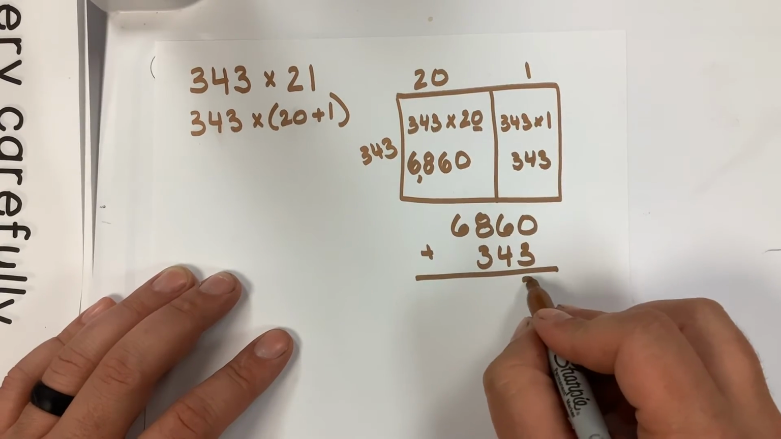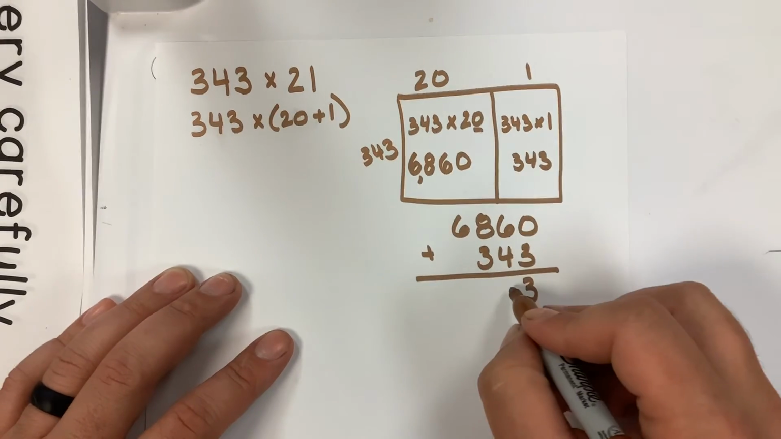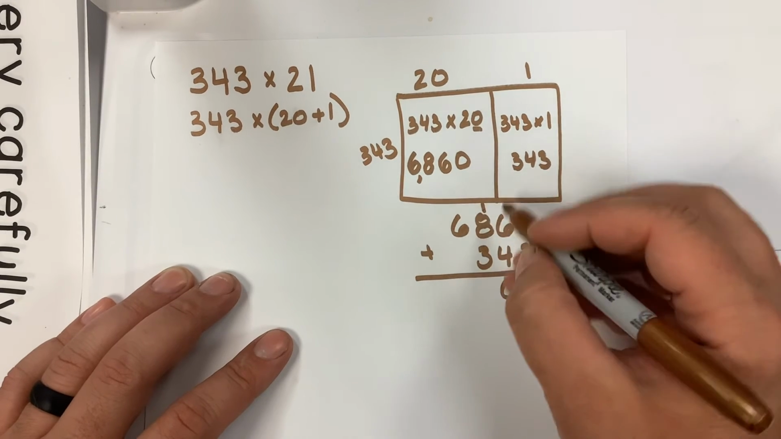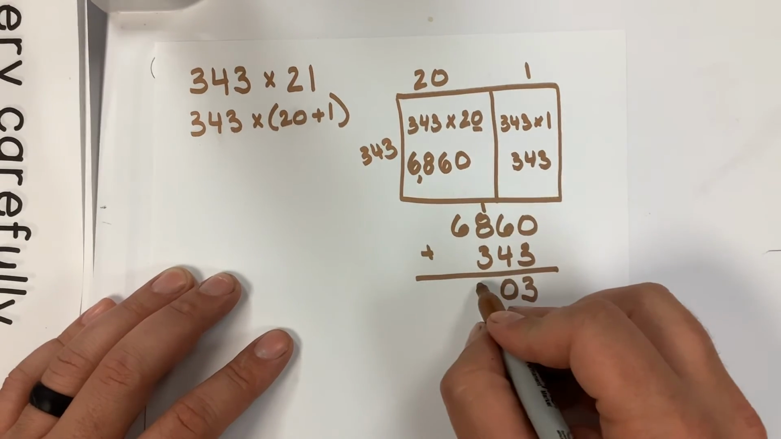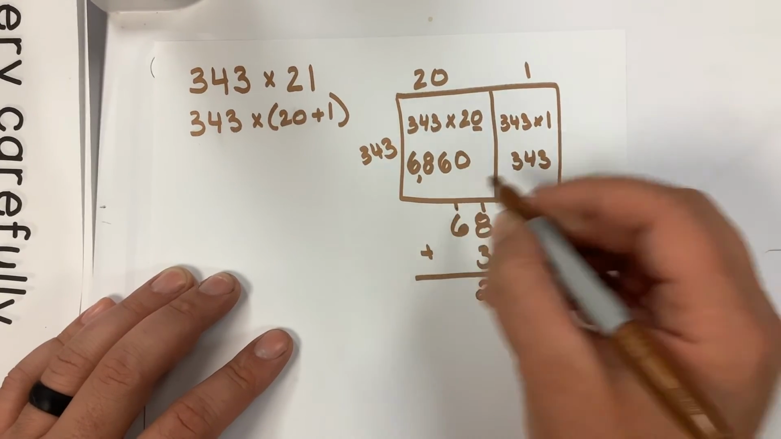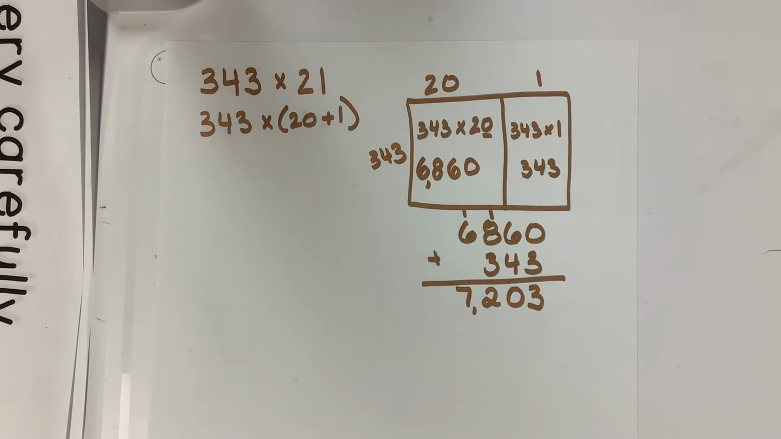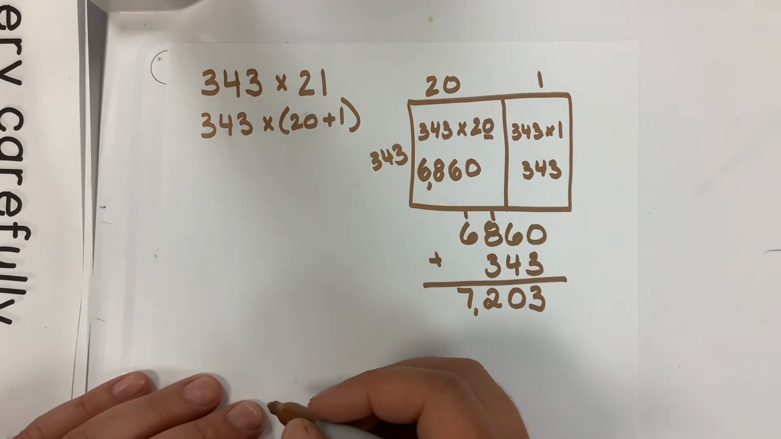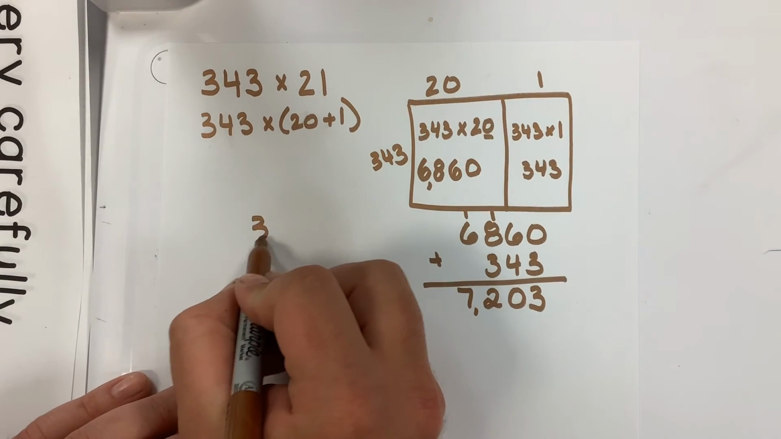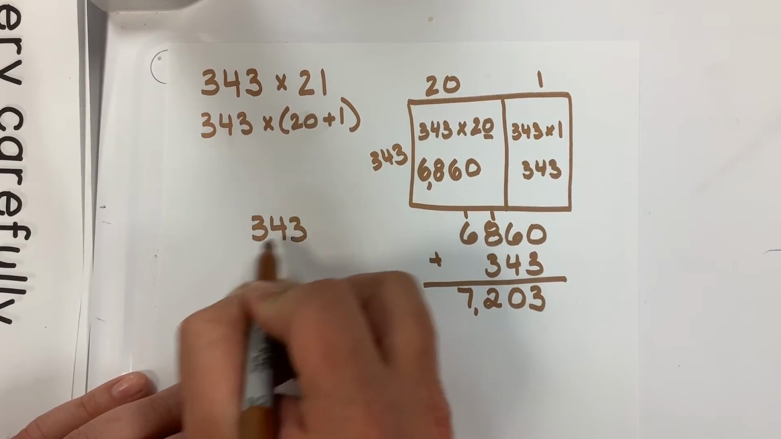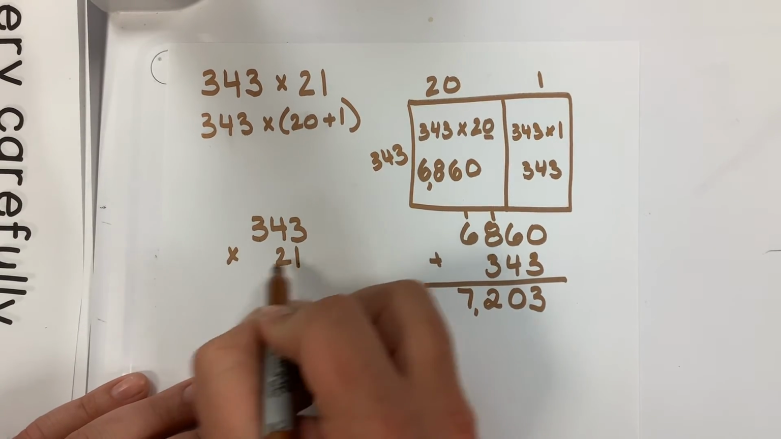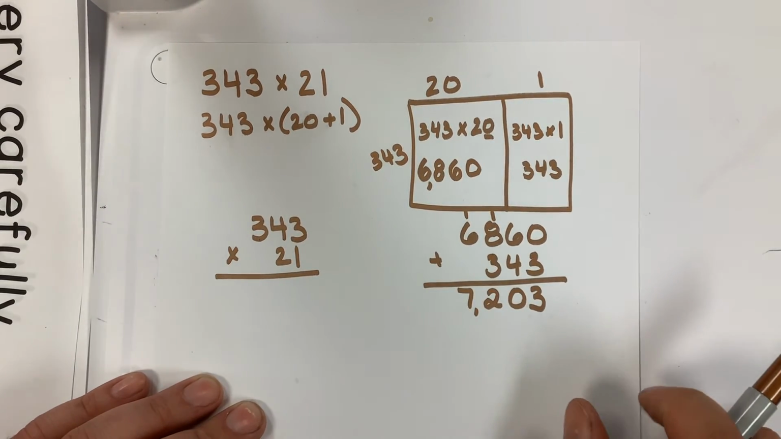Zero plus 3 is 3. 6 plus 4 is 10. 1 plus 8 plus 3 gives me 12. 1 plus 6 is 7. So I get an answer of 7,203. Again, relating to partial products and the algorithm, which is where we're working our way to.